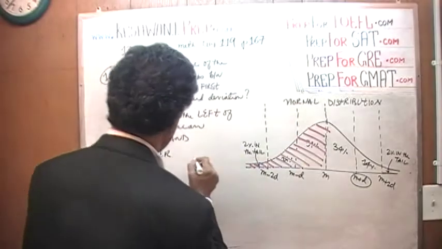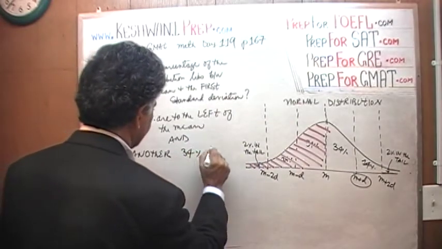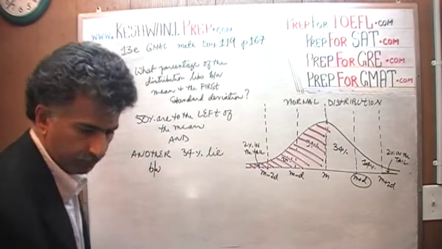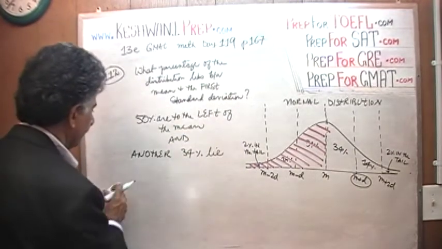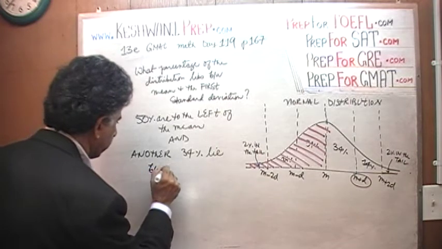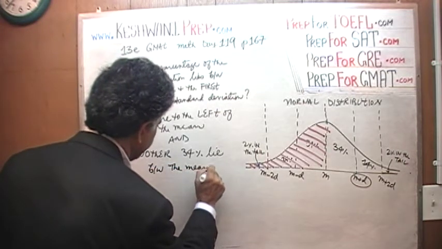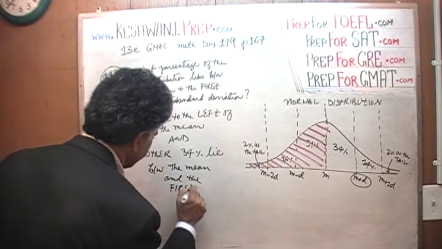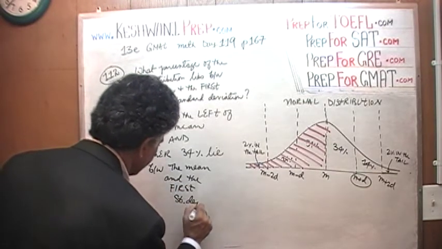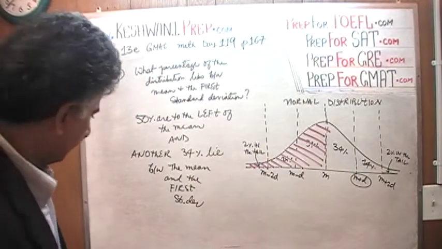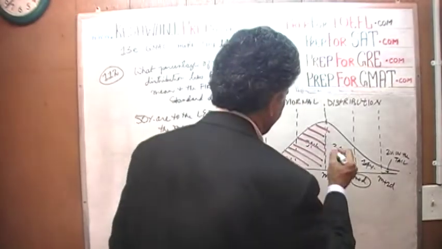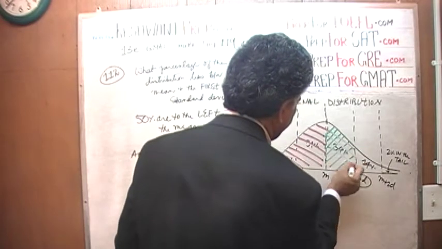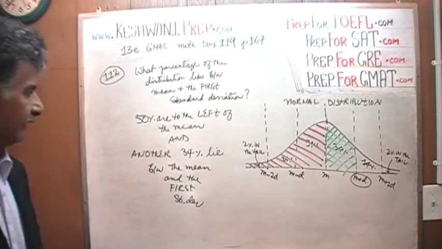and another 34% lie between the mean and the first standard deviation. Another 34% right here. Let's do it in a different color. So that's it, that's our answer.